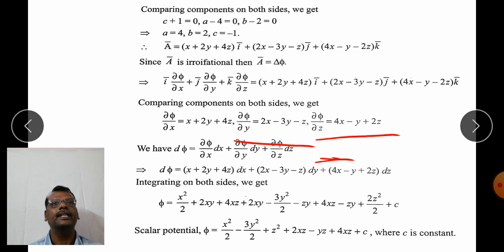Integrating on both sides, we get φ equals x square by 2 plus 2xy plus 4xz plus 2xy minus 3y square by 2 minus yz plus 4xz minus zy plus 2z square by 2. Please see, here some terms are repeated in the subsequent ones: 4xz, 4xz, 2xy, 2xy. We have to take only one term, and therefore finally we get the solution, which is known as the scalar potential for the given function, φ equals x square by 2 minus 3y square by 2 plus z square plus 2xy minus yz plus 4xz plus c, where c is the constant.